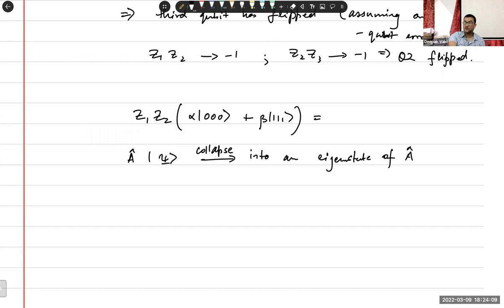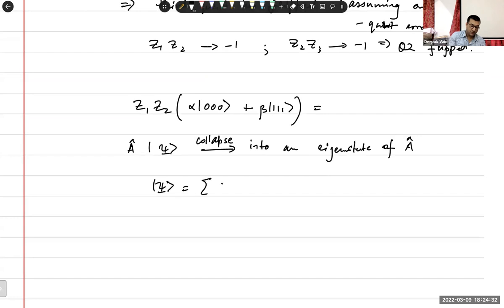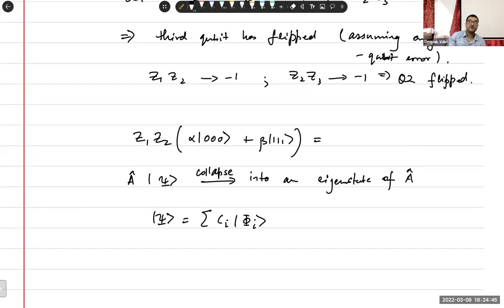You can normalize any state. All of the eigenstates of a Hermitian operator span the entire Hilbert space. They give you a basis for your Hilbert space. This is the important part. So you can take any state psi and write it as a superposition of eigenstates of this operator A, if A is Hermitian. And all of these operators are Hermitian: Z1, Z2, all of these. Moreover, the states that we are measuring are eigenstates, so there is no collapse.